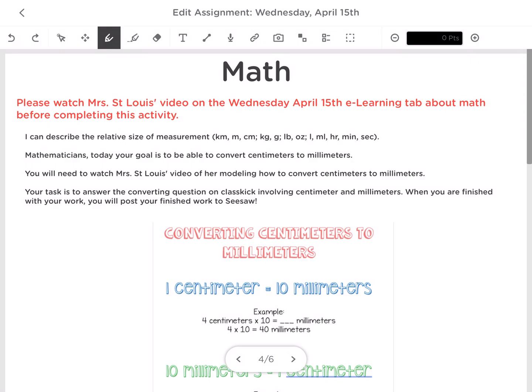Today we are going to still be describing the relative size of measurement, except today we're going to be talking about converting centimeters to millimeters. So today your goal is to be able to make some of those conversions. Yesterday we did inches, feet, and yards. Today we're going to do another way to measure: centimeters and millimeters.